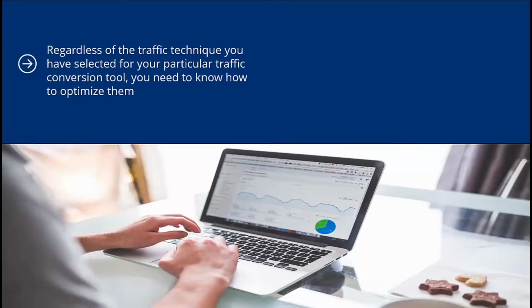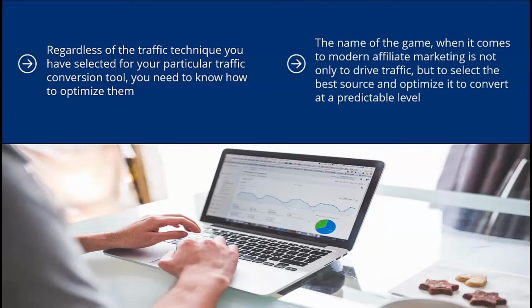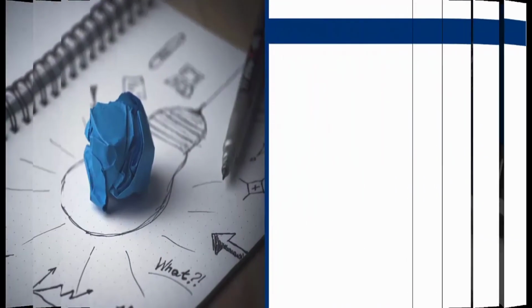Traffic optimization strategies. Regardless of the traffic technique you have selected for your particular traffic conversion tool, you need to know how to optimize them. You can't just set them up and forget them. That is a surefire way to get mediocre results, assuming you get any results at all. You have to optimize. The name of the game when it comes to modern affiliate marketing is not only to drive traffic, but to select the best source and optimize it to convert it at a predictable level. If you're not doing this, you're playing the game to lose. Here are some ideas for you to chew on so you can come up with your own customized optimization strategies that fit your set of circumstances.